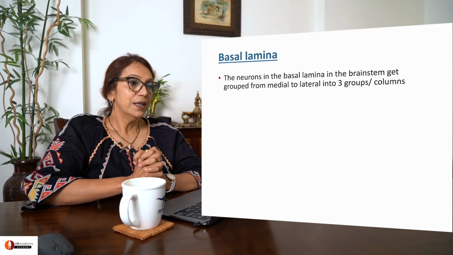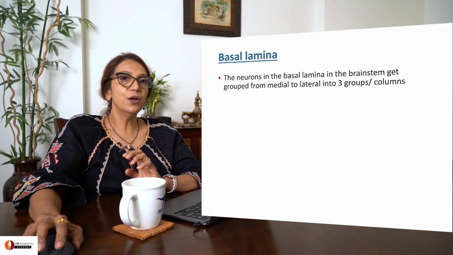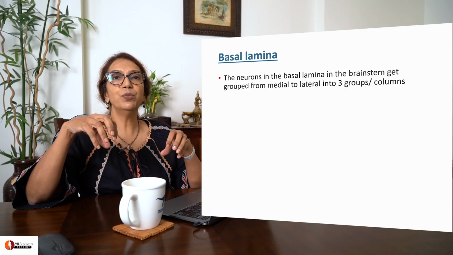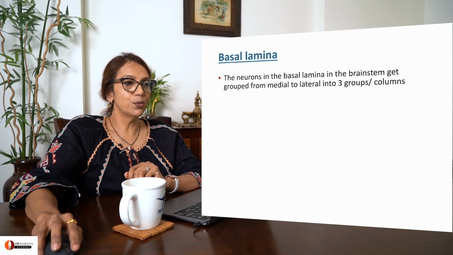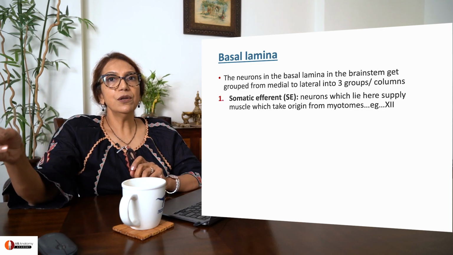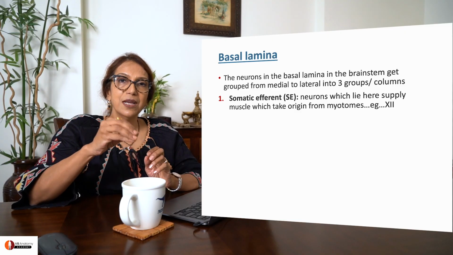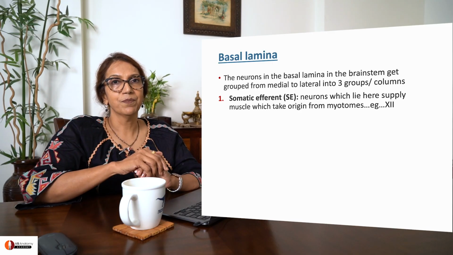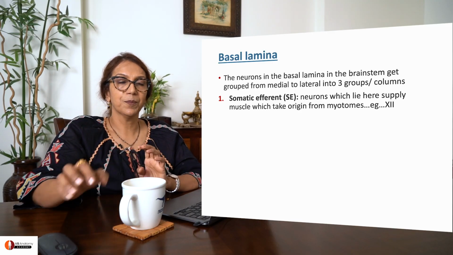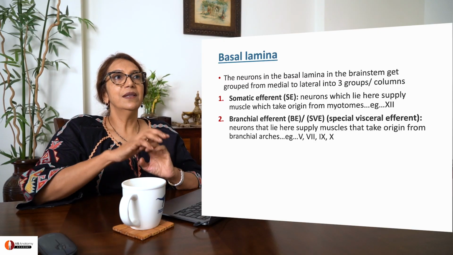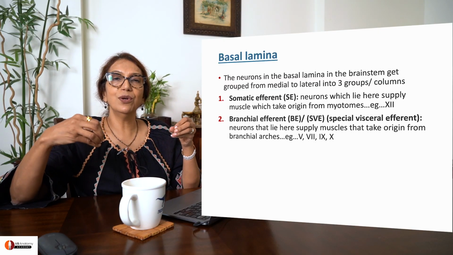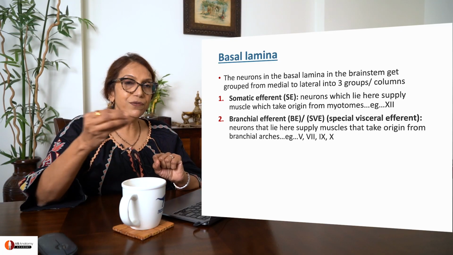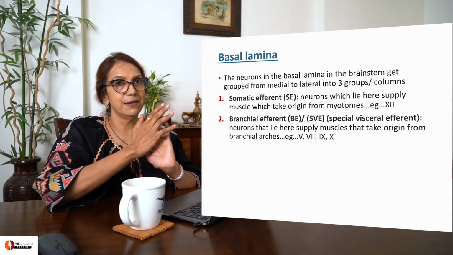Basal lamina. The basal lamina neurons get grouped from medial to lateral into 3 groups. So whatever was ventral gets grouped into 3 groups. What are the 3 groups? Somatic efferent neurons. These are neurons whose axons will supply all those muscles which take origin from myotomes. For example, your hypoglossal nerve. Branchial efferent. These contain those neurons whose axons will supply muscles that have taken origin from the branchial arches. Those of you who've done the development of the head and neck region will understand this.